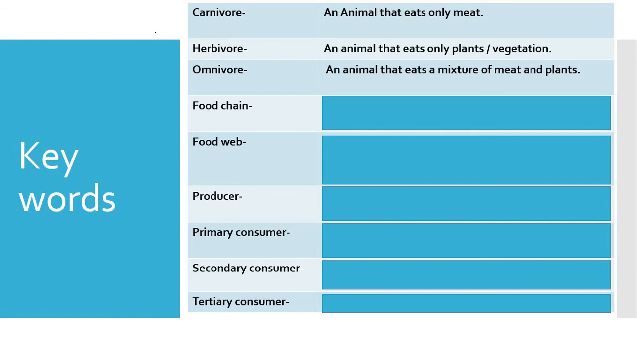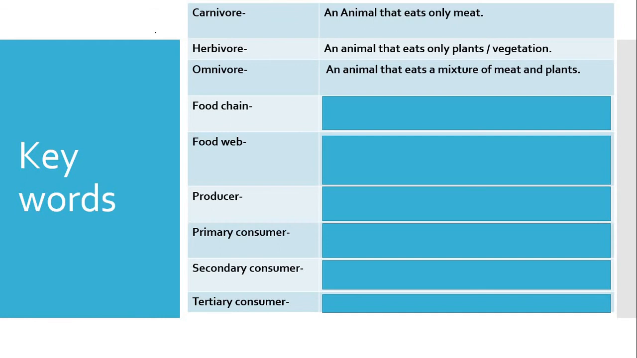Carnivore, an animal that eats only meat. Herbivore, an animal that eats only plants and vegetation. And omnivore, an animal that eats a mixture of meat and plants. So a carnivore would be like a lion, a herbivore, a deer, or a goat. And omnivore would be like humans, where we have a balance between meat and plants and vegetation.